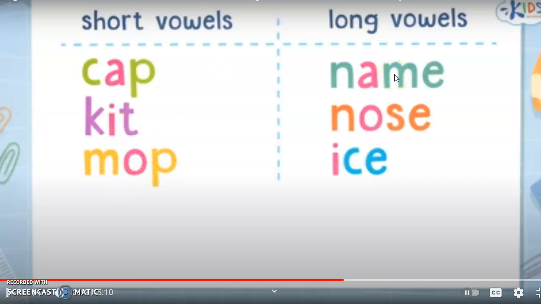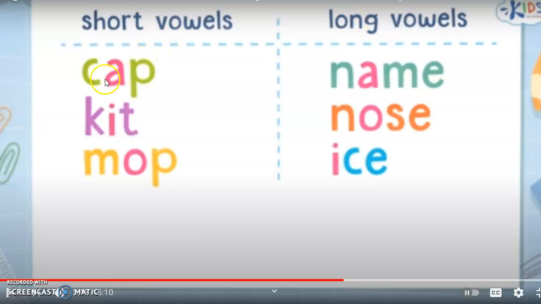What about the long vowels? How many vowels do we have in this word? We have the A and we have the E. Over here we also have the O and we also have the E. And here we have the I and we have the E. So remember, when you only have one vowel in the word, it's considered as short. When you have 2 vowels or more in a word, it's considered as long.